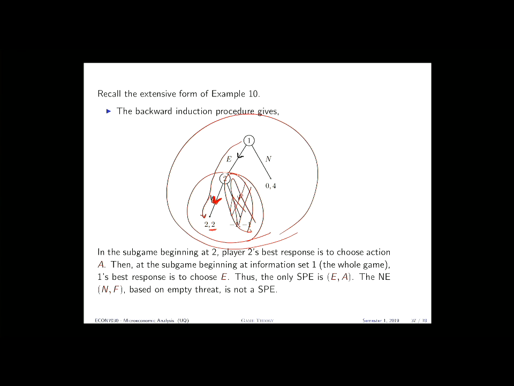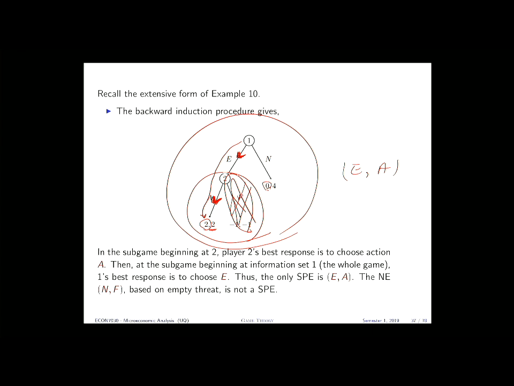So if player 1 ends up here, her payoff is 2. If she ends up there, her payoff is 0. Now, what is the best response? It is obviously enter, because 2 is larger than 0. Now, this game has only one subgame perfect equilibrium, and that is EA. Because we are done. We had only 2 subgames, that's it. We are done.